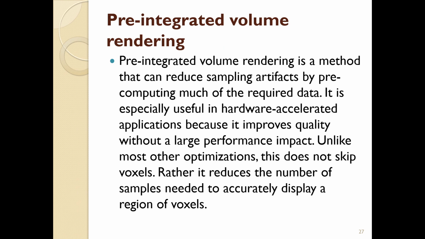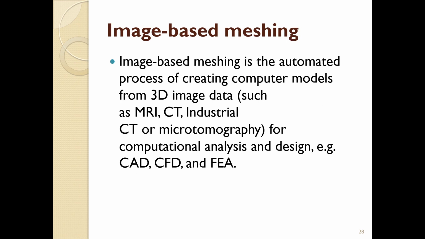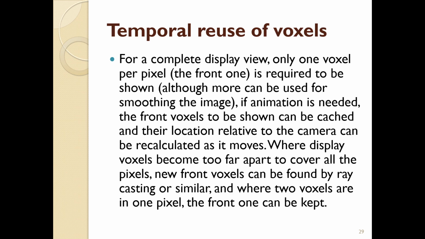Pre-integrated volume rendering. Pre-integrated volume rendering is a method that can reduce artifacts by pre-computing much of the required data. Image-based meshing. Image-based meshing is the automated process of creating computer models from 3D images, such as MRI, CT, etc. Temporal reuse of voxels. For a complete display of a view, only one voxel per pixel, the front one, is required to be shown. If an animation is needed, the front voxel to be shown can be cached and its location relative to the camera can be recalculated as it moves.